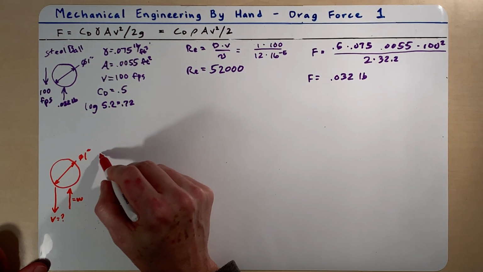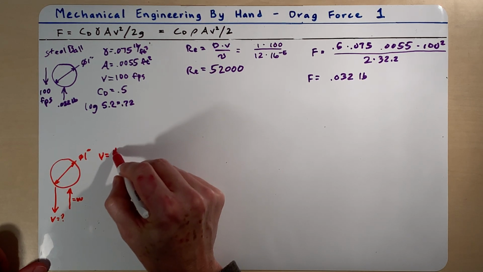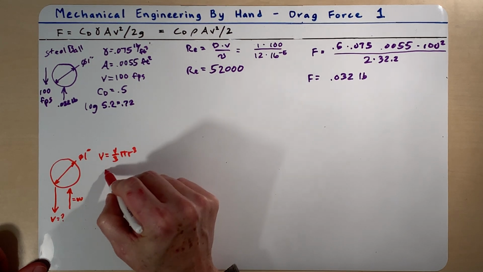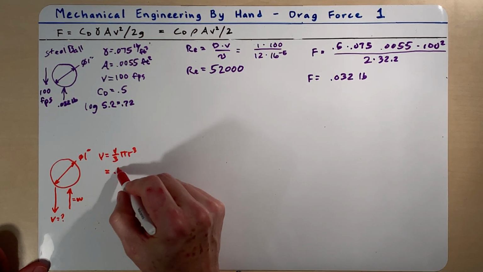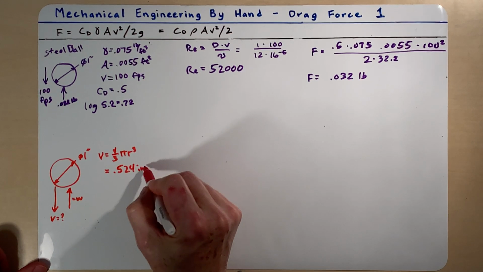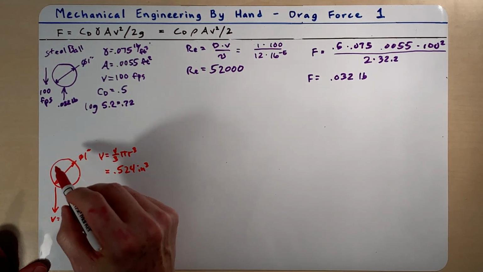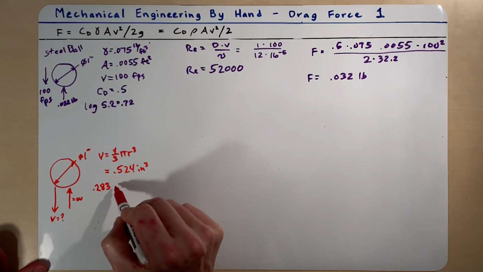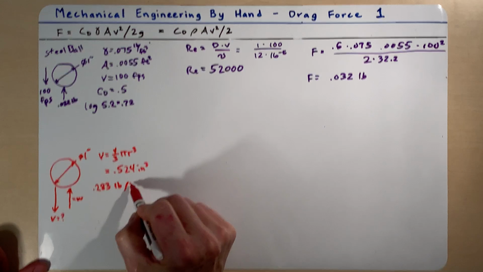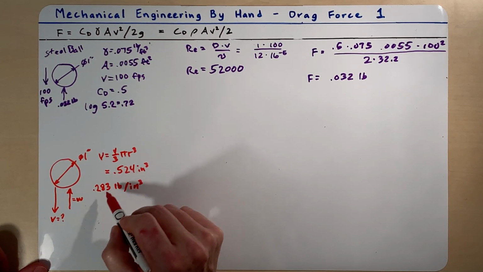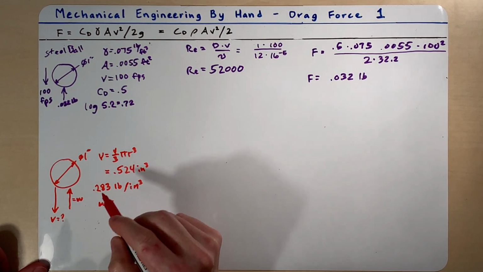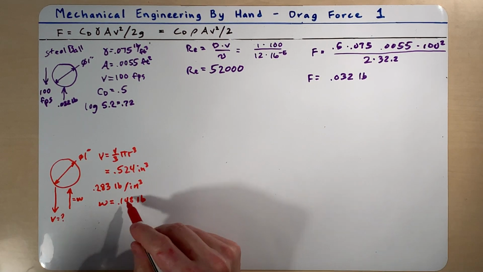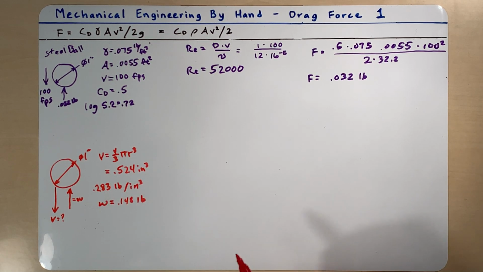So the first thing is the volume. Volume for a sphere is 4/3 pi r cubed, and so in cubic inches, that would be 0.524 inches cubed. And then for steel, that is typically taken as 0.283 pounds per inch cubed. So we just multiply these two and we get a weight of 0.148 pounds. Okay, so that is also going to be our drag force.